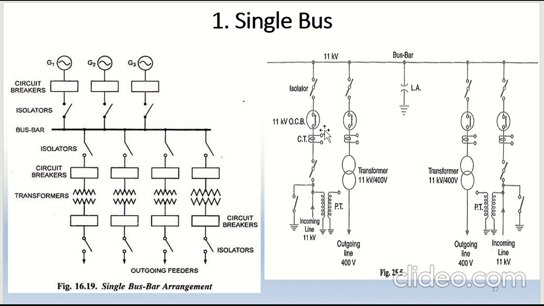So basically all the equipment, whether it is an incoming line or the outgoing line, is connected on the single bus bar. So any fault in this one single bus bar will result in a complete outage of all the loads that are connected to this. That is the main disadvantage of single bus bar.